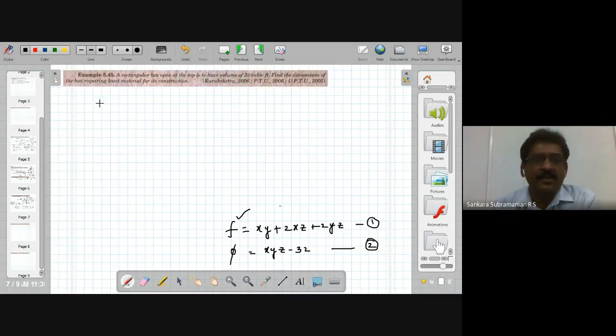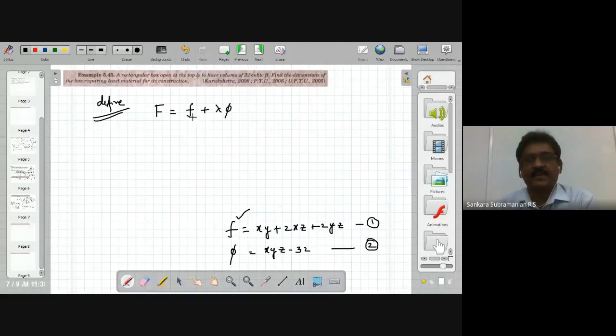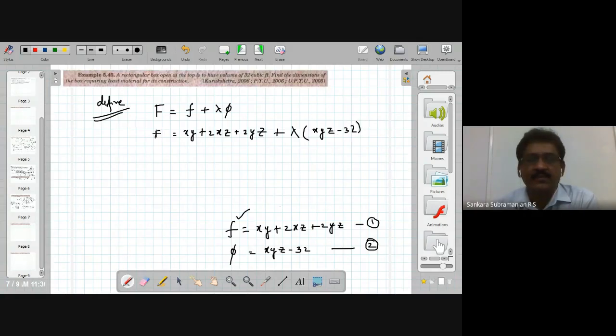ஸோ அப்போ எப்படி ஸ்டார்ட் பண்ணணும்னா define அப்படின்னு சொல்லணும். You just define a function called F which is equal to, please note it down, f plus lambda times phi. Objective function plus lambda times the condition function where lambda is the Lagrange's multiplier. So what do you get? This is equal to xy plus 2xz plus 2yz, okay, plus lambda times what is phi? xyz minus 32. This is your F.